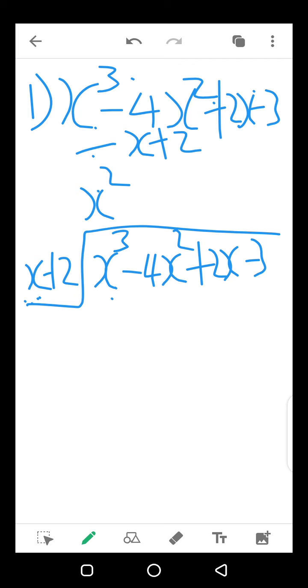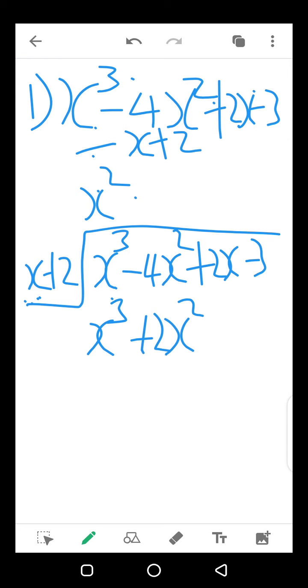Now we use this quotient to multiply all the terms in the divisor. That is, we use it to multiply x and we use it to multiply 2. So we are going to have x raised to power 2 multiplied by x, which is x raised to power 3, and x raised to power 2 multiplied by 2, which gives plus 2x raised to power 2.